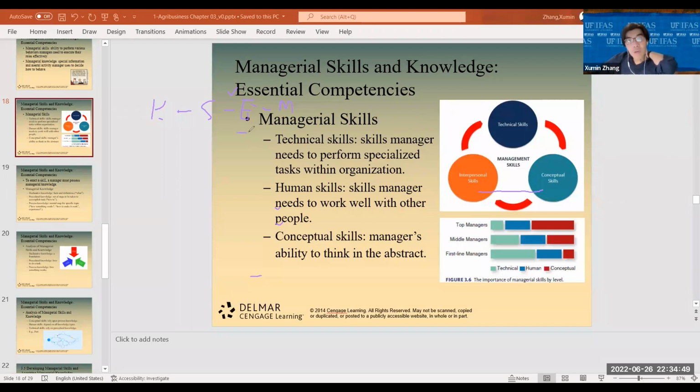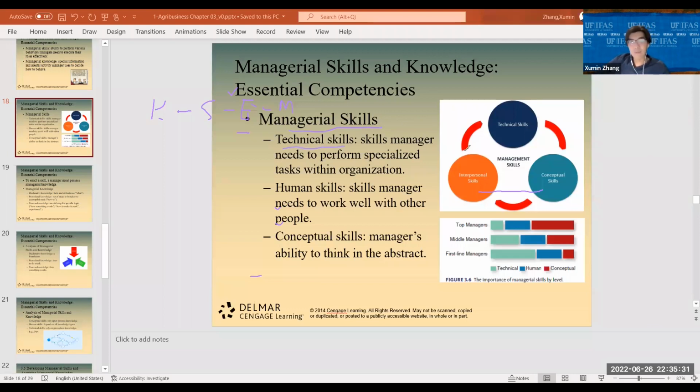Somehow, let me tell you, experience can help us get some basic managerial skill. Experience cannot equip us for middle managerial roles. It is very, very, very difficult to be a top manager. Regarding the managerial skill, the first is the technical skill.